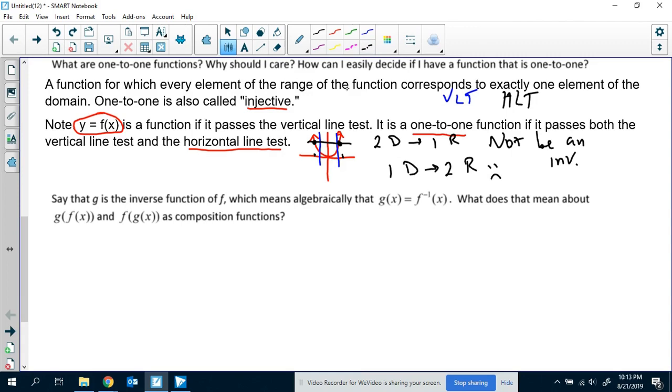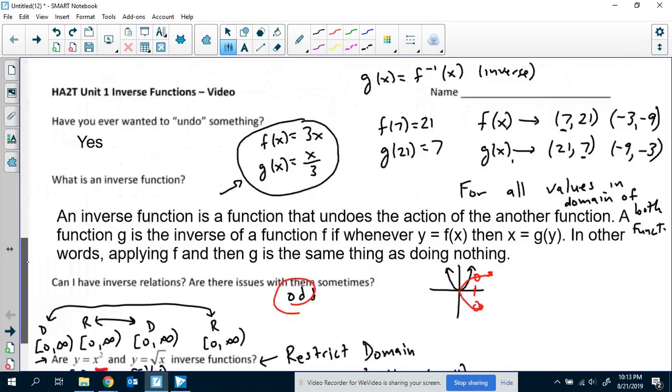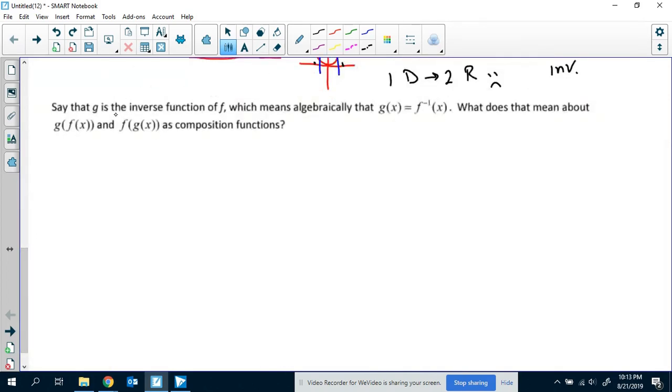And why should I care? Because if you're one-to-one, that means that you have an inverse. If you're not one-to-one, you can't have an inverse. Finally, say that G is the inverse of F. What does that mean about G of F and F of G?